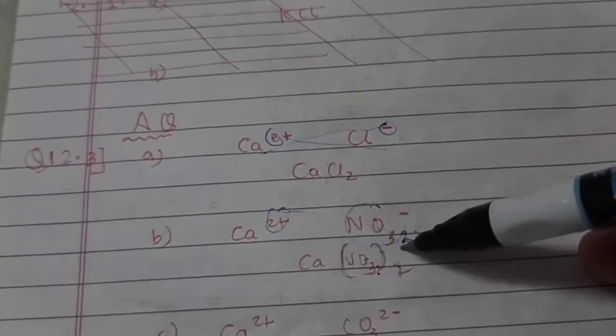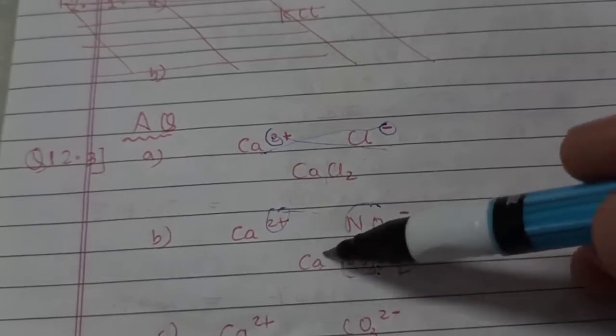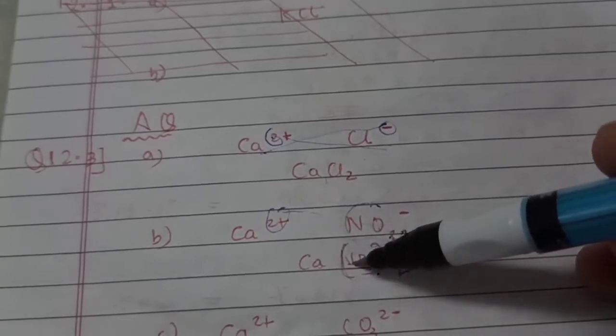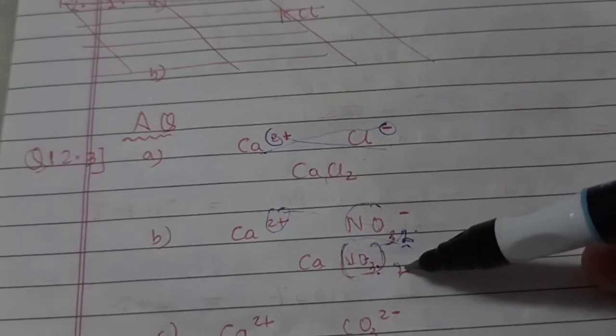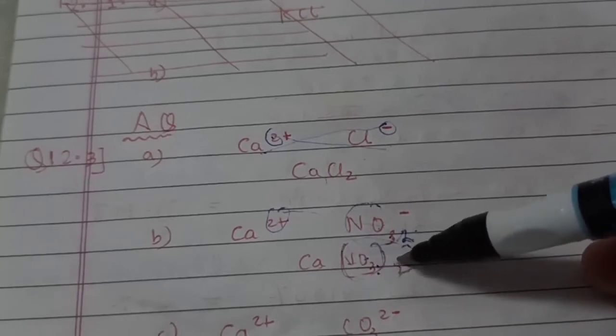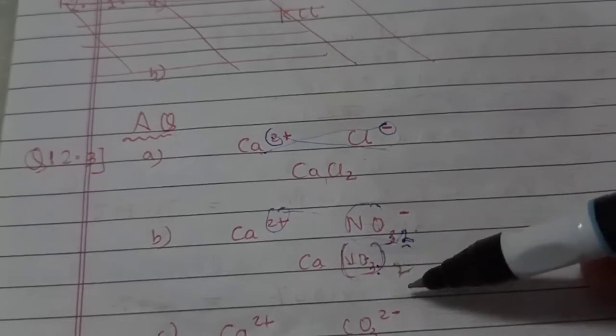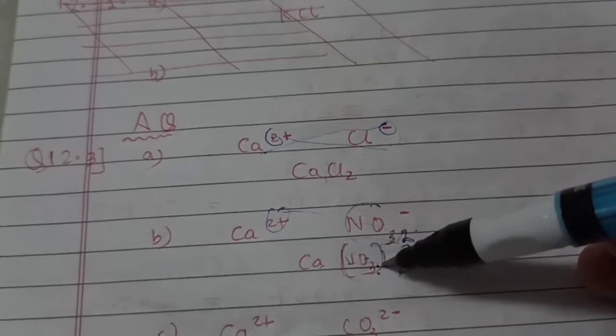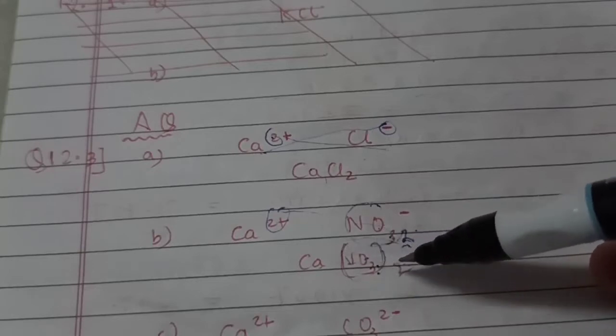How many atoms of calcium are there? Just one. In this molecule, how many atoms of nitrogen are there? 2. And how many atoms of oxygen are there? 3 into 2, 6. If you don't put brackets, then that's discrimination between nitrogen and oxygen.